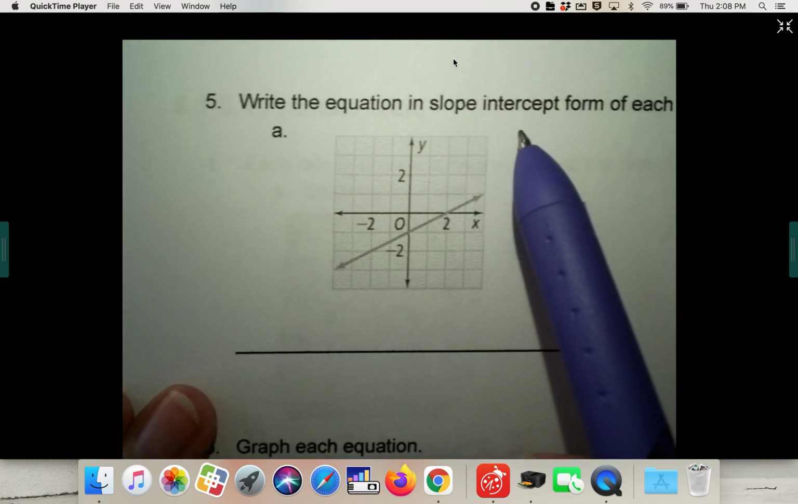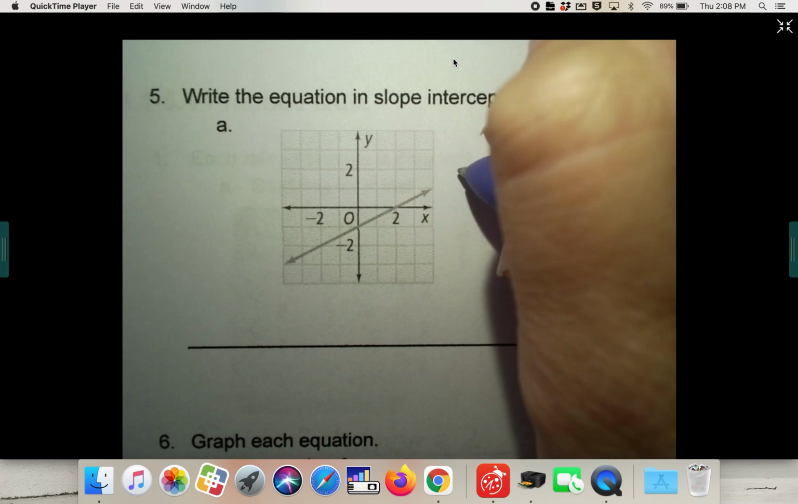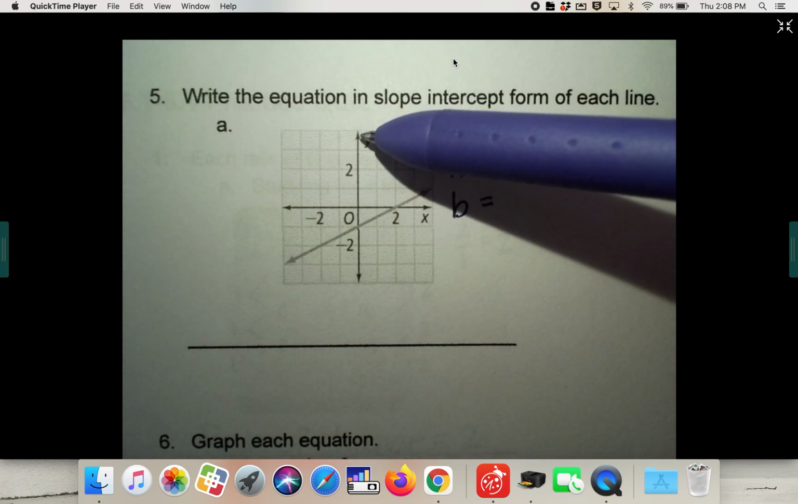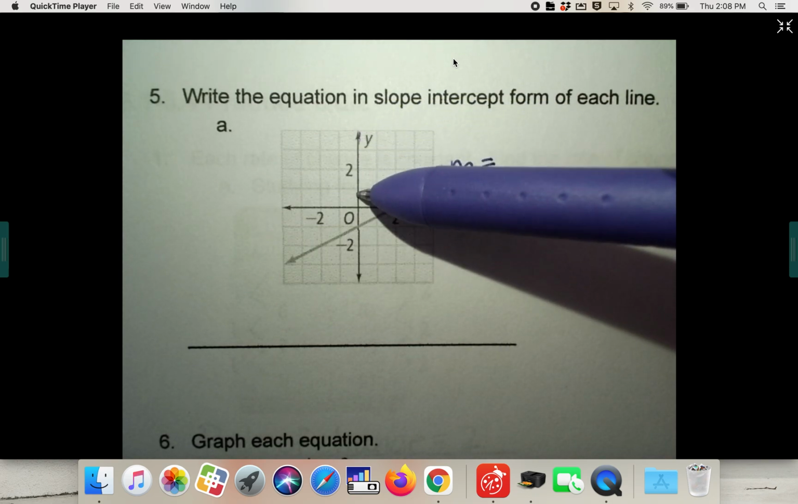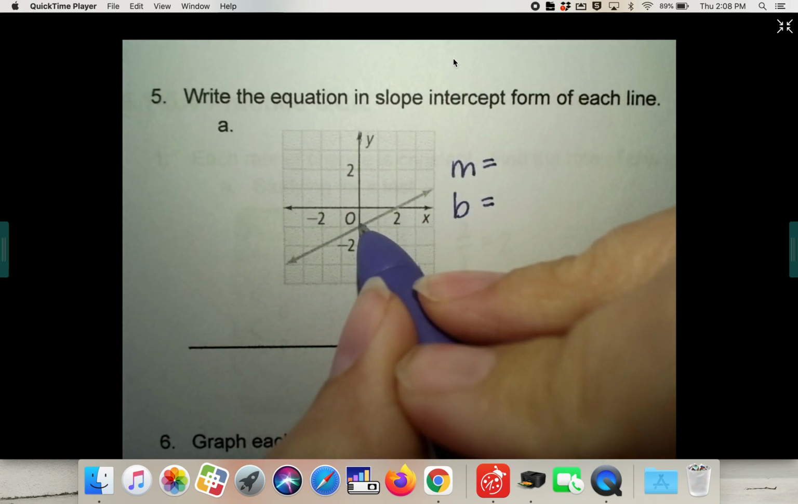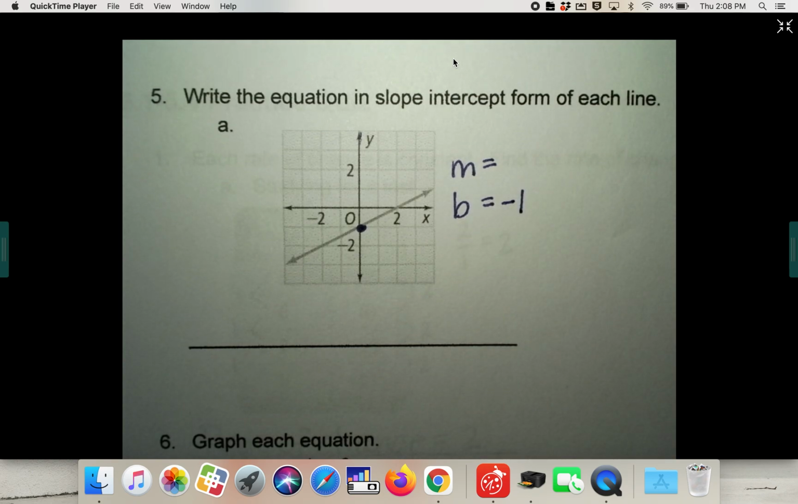Write an equation in slope-intercept form of each line. In order to write it in slope-intercept form, you have to know the slope and you have to know the y-intercept. So let's find the y-intercept first. That to me is a little quicker. On the y-axis, our graph passes right here through the y-axis, and that is at negative 1. So my y-intercept is negative 1.